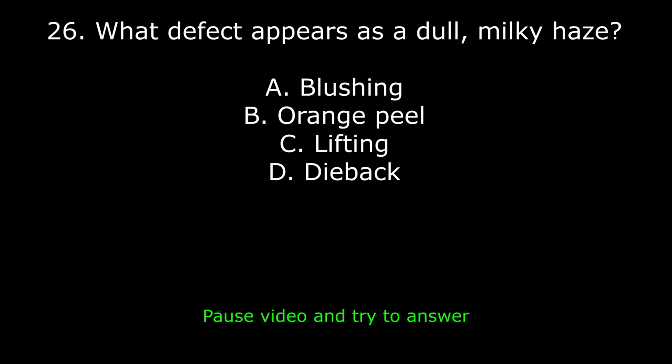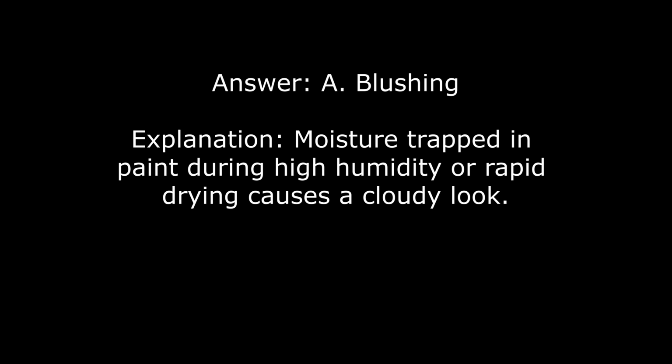26. What defect appears as a dull, milky haze? A. Blushing. B. Orange peel. C. Lifting. D. Dieback. Answer. A. Blushing. Explanation. Moisture trapped in paint during high humidity or rapid drying causes a cloudy look.